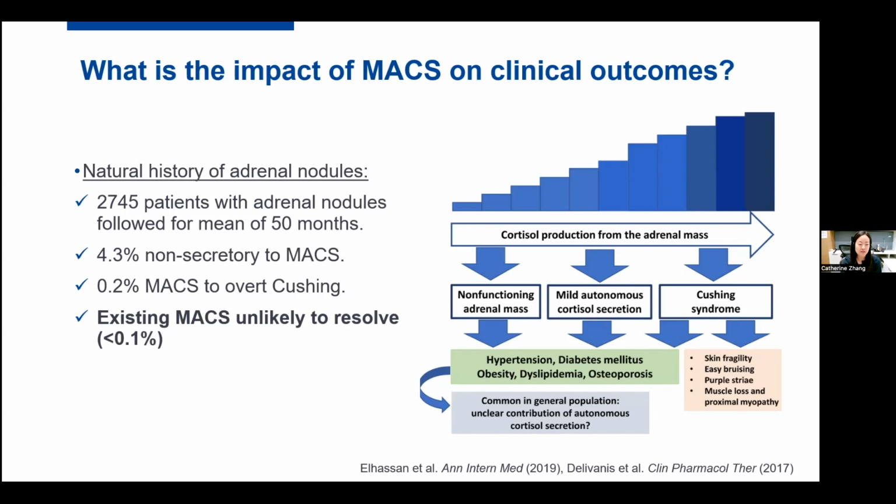About 4% of patients who started out having non-secretory or non-functioning adrenal nodules progressed to having MACS, and then a smaller percentage, less than 1% of patients with MACS, ended up developing overt Cushing syndrome on follow-up. I think this shows that MACS is not necessarily a high risk condition for developing overt Cushing syndrome, but it's also unlikely to resolve.